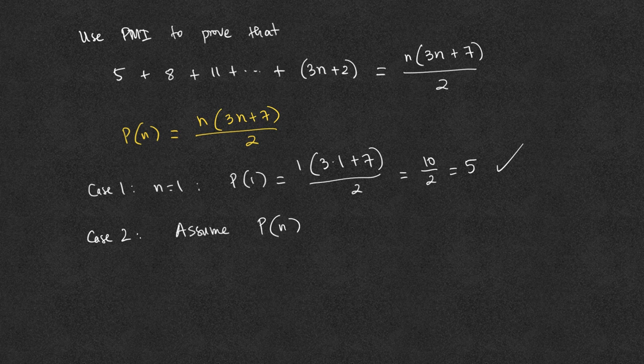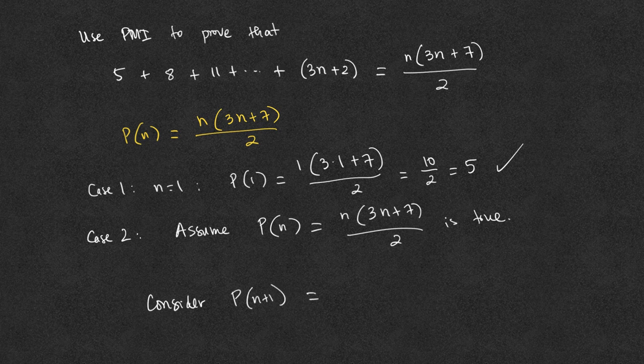We assume that P_n equals n(3n + 7)/2 is true. What does this mean? We assume that this sum is (3n + 7) times n over 2. And we use this to show that the case P_(n+1) is true. So we consider the case P_(n+1). But what is P_(n+1)?